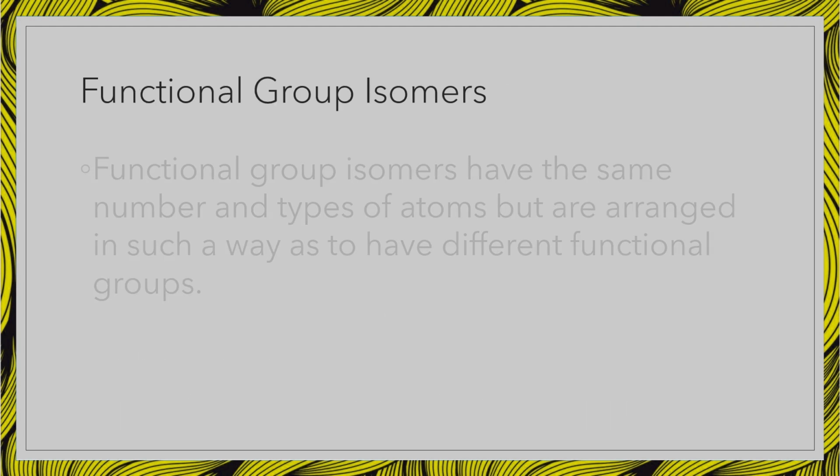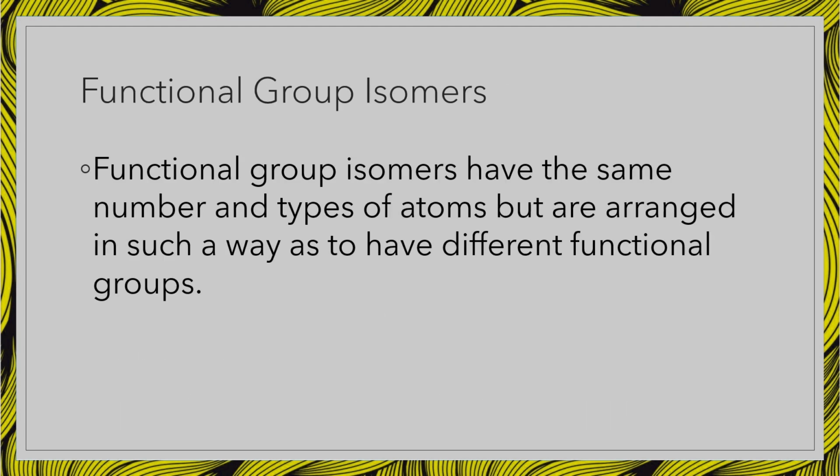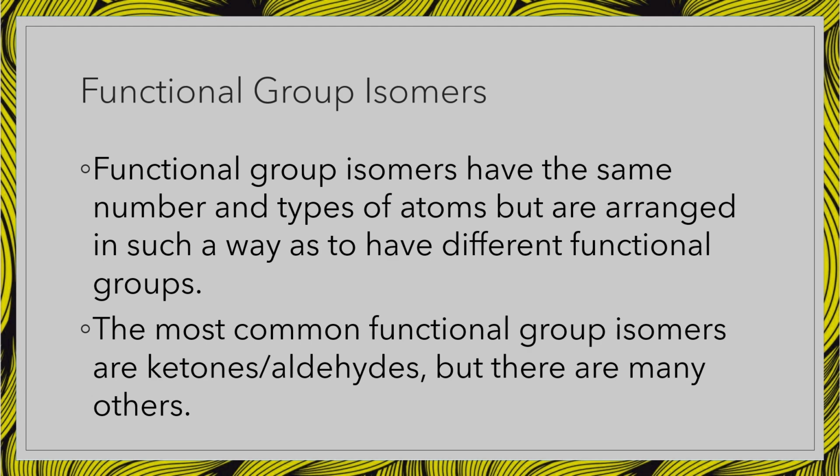Now, functional group isomers. Functional group isomers have the same number and types of atoms, but are arranged in such a way as to have a different functional group. The most common functional group isomers are ketones and aldehydes. The other one that we will see a fair bit later on is carboxylic acids and esters, but you guys don't know what an ester is yet, so I'm not going to talk about that.